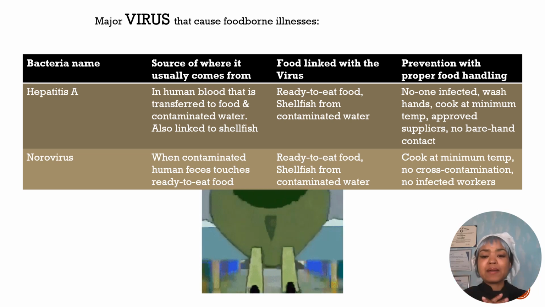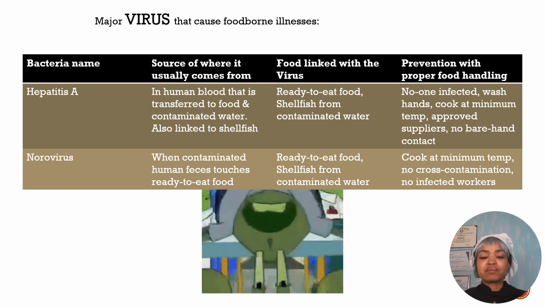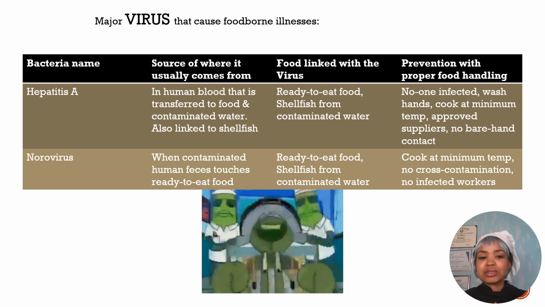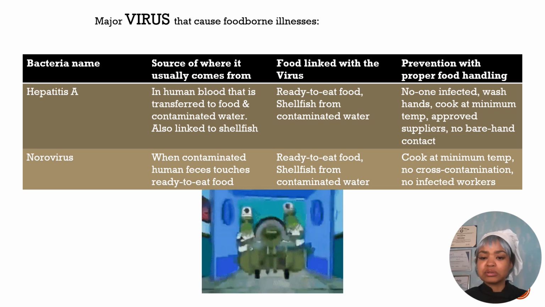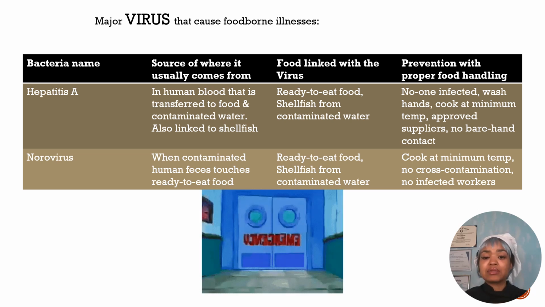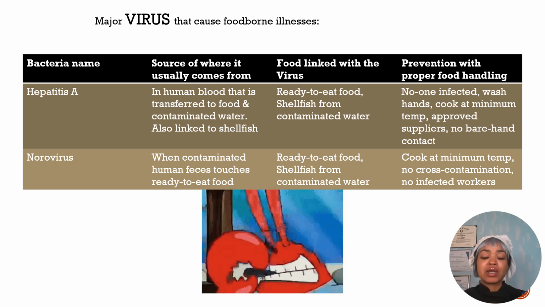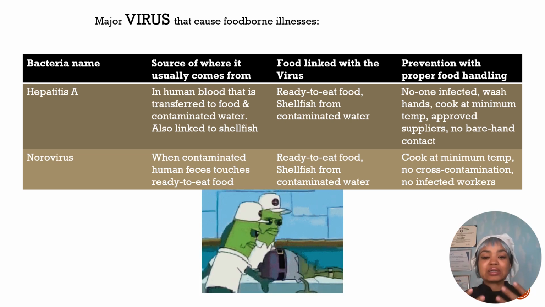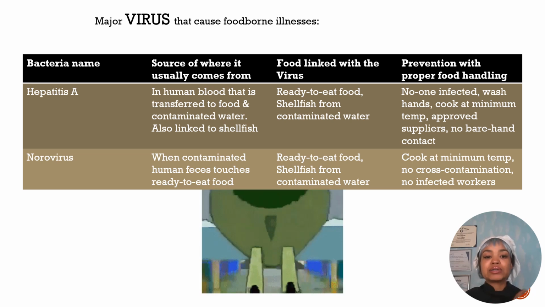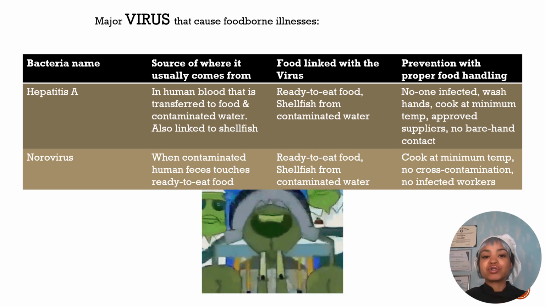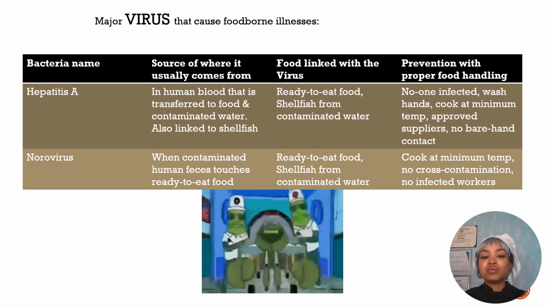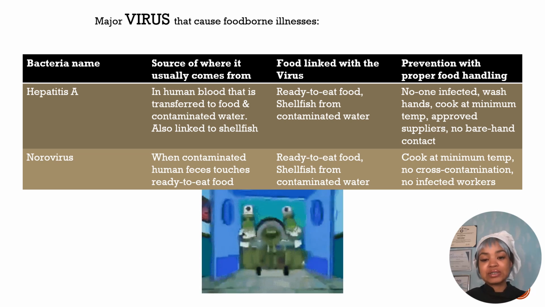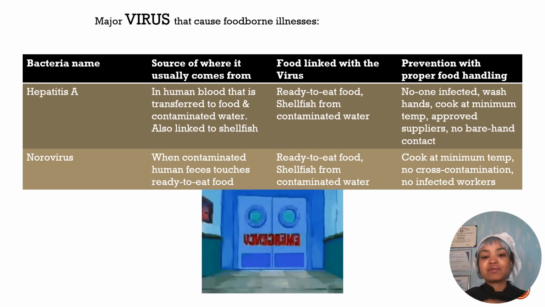Big common norovirus contaminants are the cold. Just recently, coronavirus also fell in the norovirus category. So we want to make sure that we're constantly washing hands to control this type of contaminant. But the source of where it usually comes from is when humans' feces touches ready to eat food.